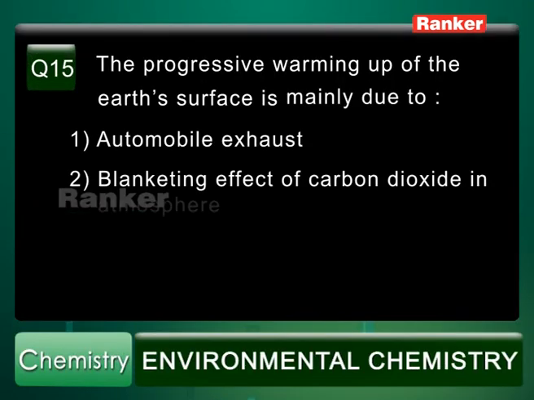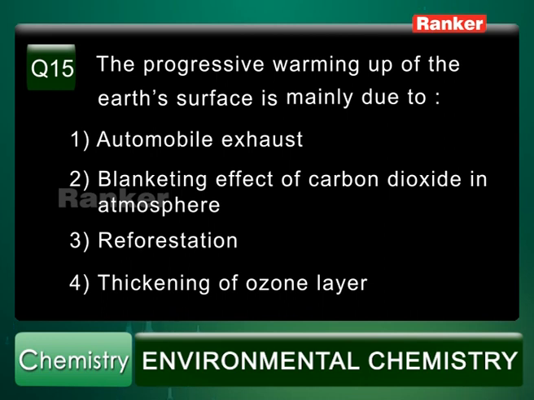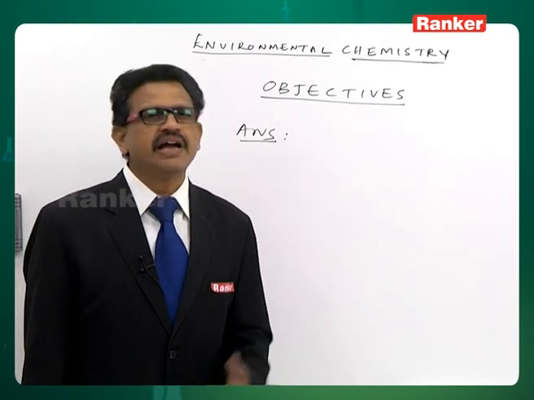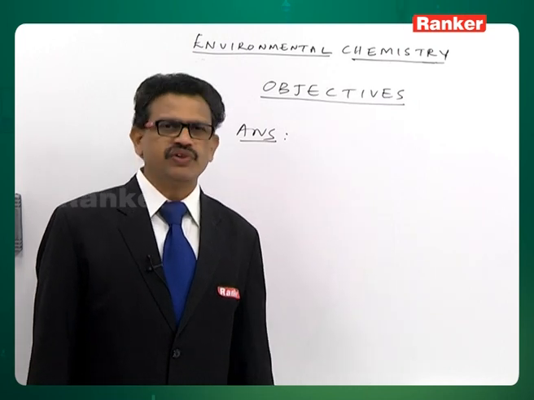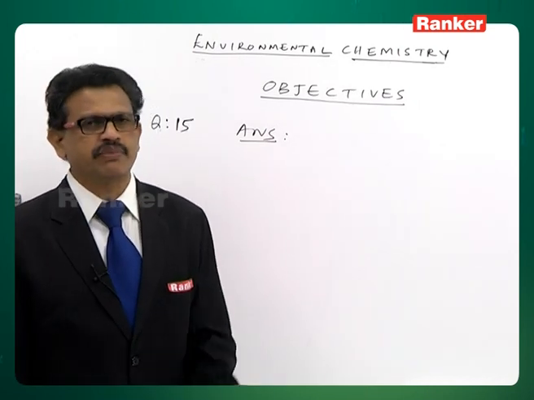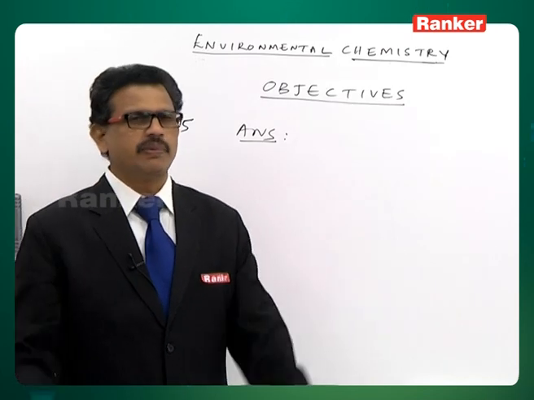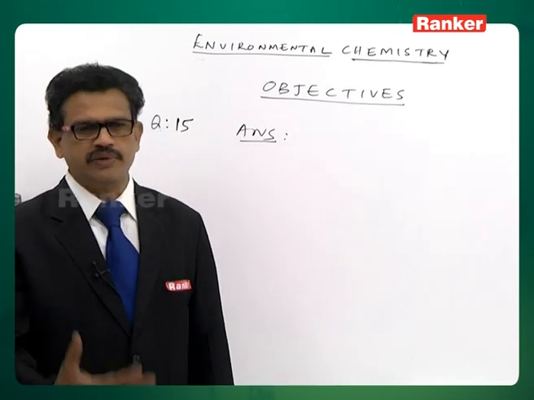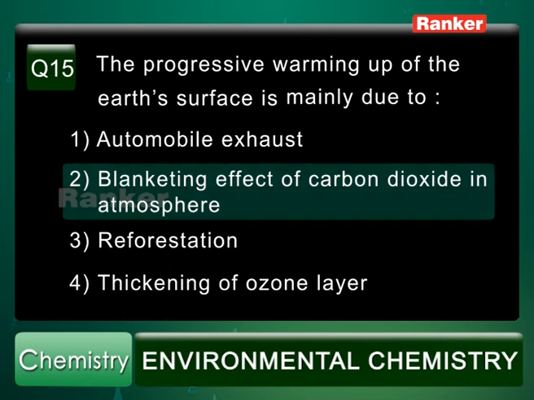The progressive warming up of the earth's surface is mainly because of: Number 1, automobile exhausts. Option 2, blanketing effect of carbon dioxide in the atmosphere. Option 3, reforestation. Option 4, thickening of ozone layer. The progressive warming up of the earth's surface is mainly because of the blanketing effect of carbon dioxide in the atmosphere. The hot gases cannot leave the atmosphere because of the blanketing effect of carbon dioxide as a layer, as a blanket. So this is causing greenhouse effect, global warming. So we can go for answer 2 for the 15th question.